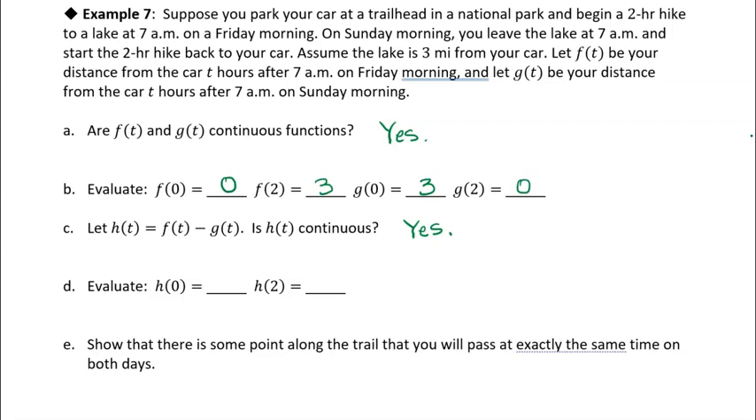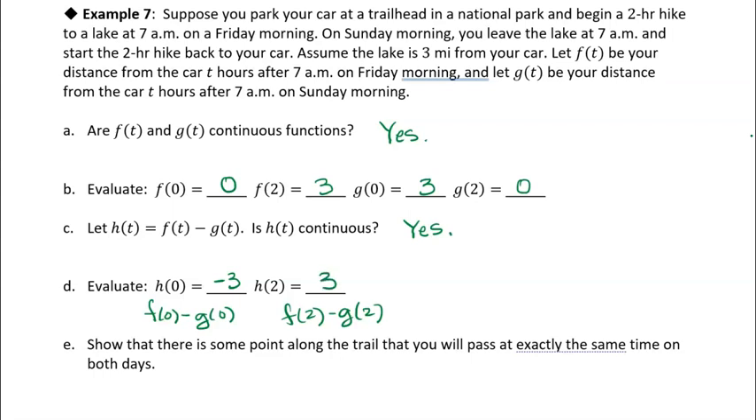So let's look at what h of 0 is. h of 0 is just f of 0 minus g of 0, right? And so we can just take the difference, 0 minus 3, so it's a negative 3. And h of 2 is, again, just going to be f of 2 minus g of 2. So we got 3 minus 0, which is a positive 3.